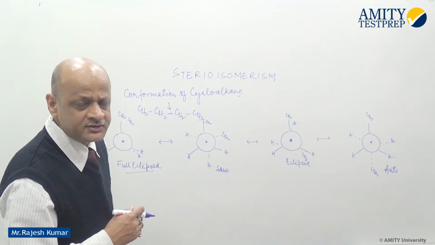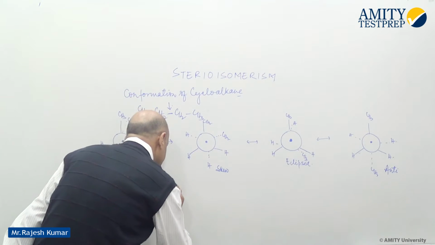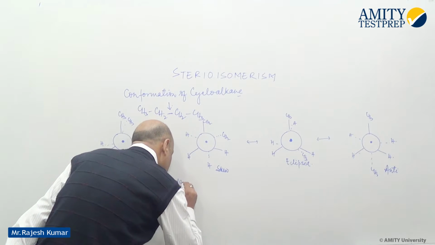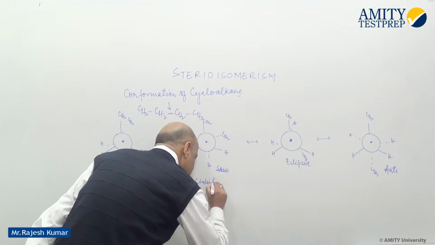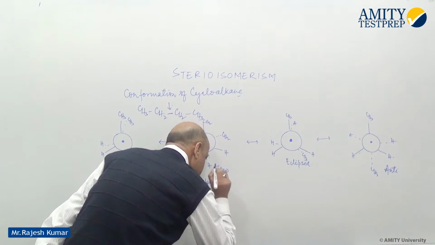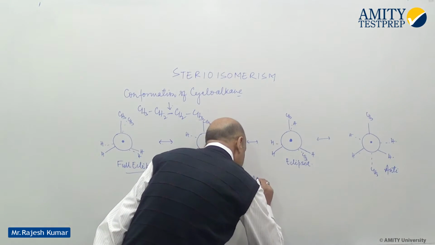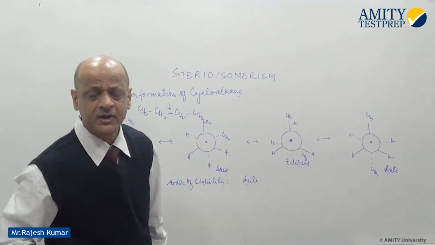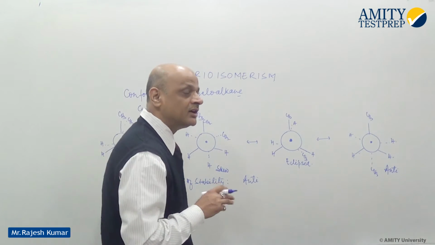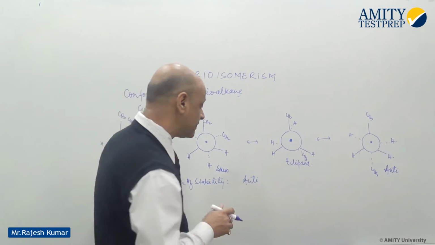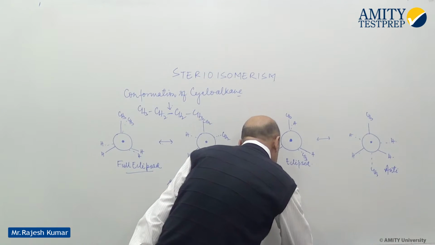Now we can discuss the stability order of each stage. The anti is the most stable one because the bulky groups are away from each other at the maximum distance, and that's why the energy of the system is the minimum here. That's why it is the most stable one. Then followed by skewed.